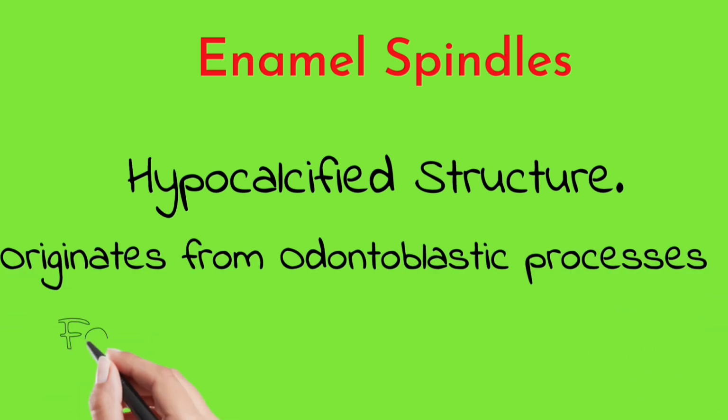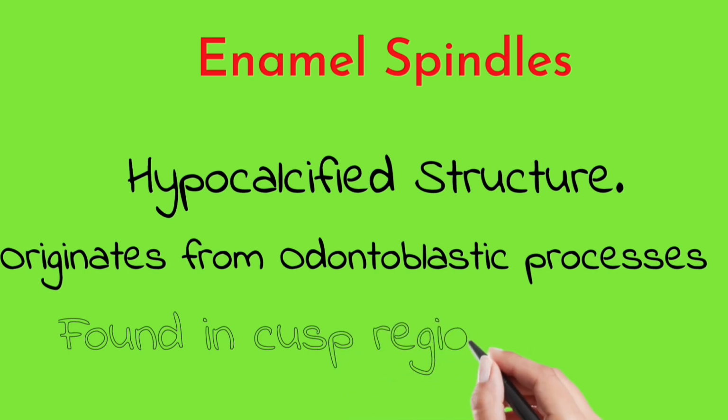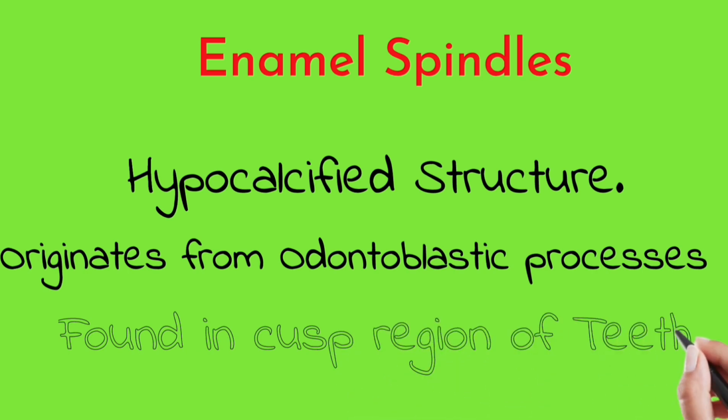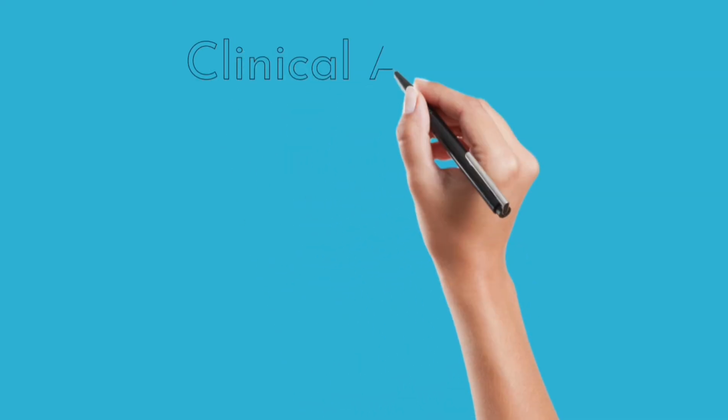You know, this odontoblastic process we will learn in the dentin, that is, we will learn in the next video. These enamel spindles are mainly found in the cusp region of teeth.